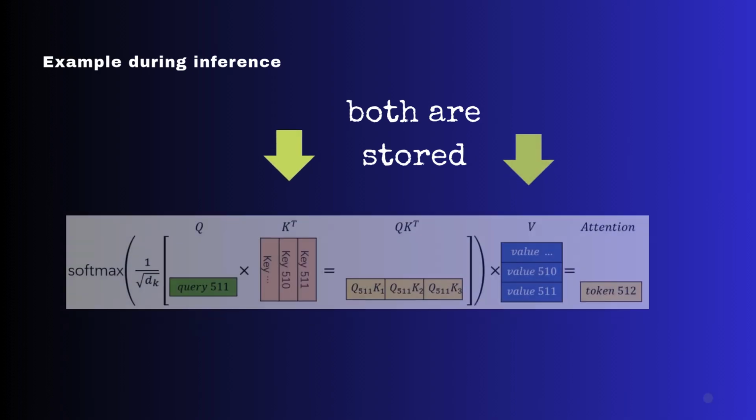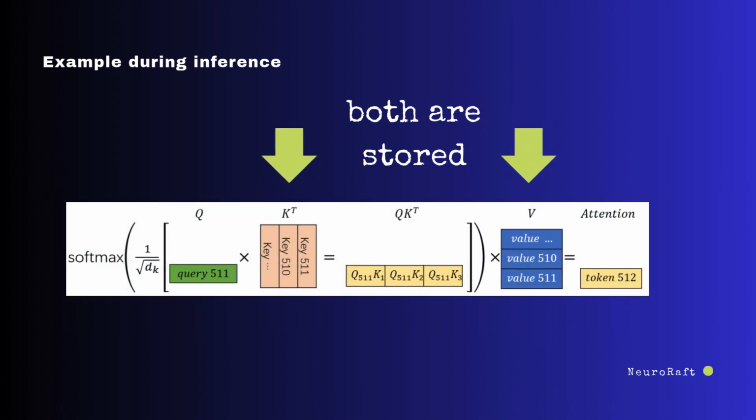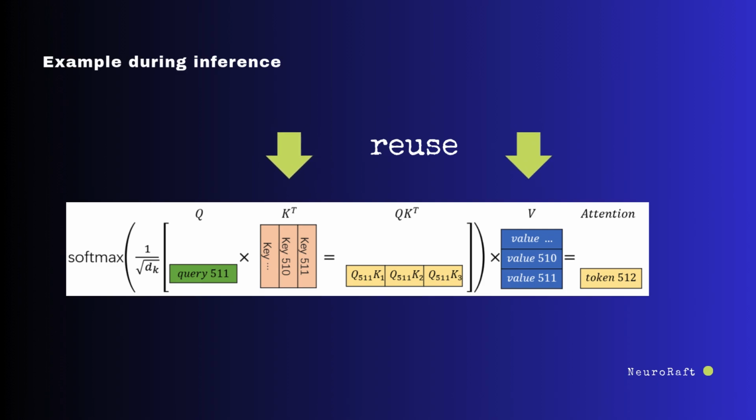But with the KV cache, it's much simpler. We've already stored the key and value vectors for the first 511 tokens. When we get to our new 512th token, the model only needs to calculate the new key and value vectors for that single token. It then simply adds them to the cache. So, for the next step, we have 512 tokens worth of key and value vectors ready to go.